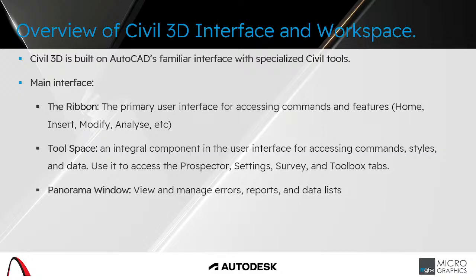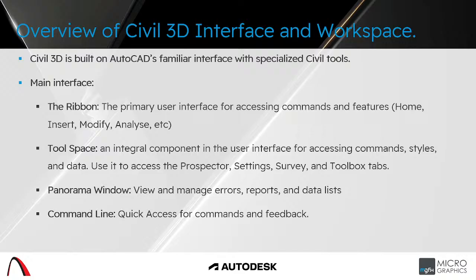And we have what we call the panorama window. Basically, we can use it to view and manage errors, reports, as well as data lists. The many types of data lists within the panorama window include the point editor vista, as well as the alignment entities vistas that are within your drawing in Civil 3D.